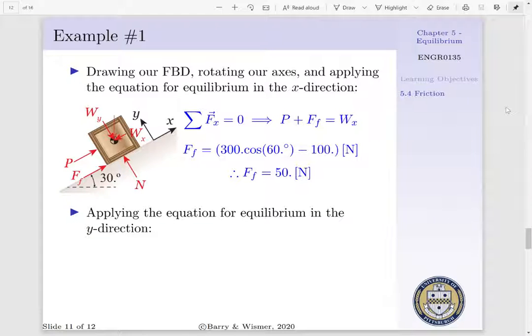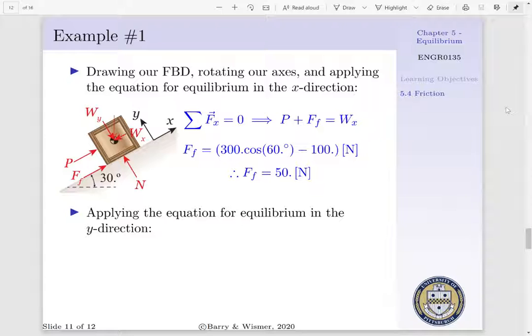The summation of forces in the x direction has to be equal to 0 for equilibrium. Looking at our system, we have our applied load P plus our frictional force has to be equal to the weight of the crate in the x direction. Or our frictional force is the quantity 300 times the cosine 60 minus 100 newtons. Or our frictional force for this crate to be in equilibrium is 50 newtons.